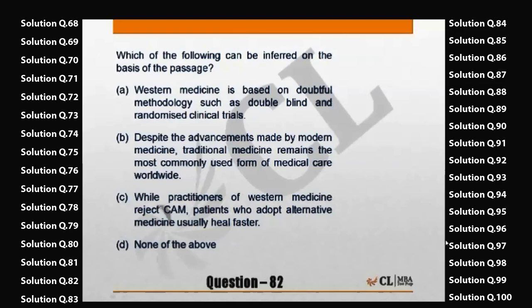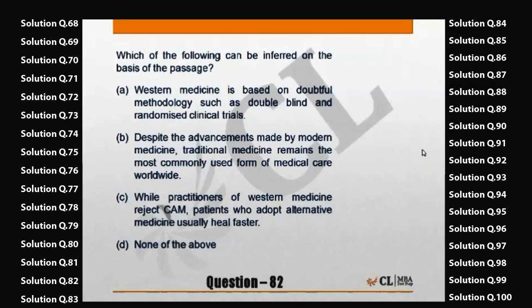Question number 82 was an inference question. It wanted to know which of the following can be inferred on the basis of the passage. The answer to question number 82 is option D, which said none of the above. All three options A, B and C cannot be inferred from the passage. For instance, option A says that Western medicine is based on doubtful methodology, such as double-blind or randomized clinical trials. The passage does mention some lacunae, some weaknesses in the application of modern medicine, but it does not suggest that Western medicine is dubious or that it involves questionable methodology. So that is why we cannot infer this from the passage.